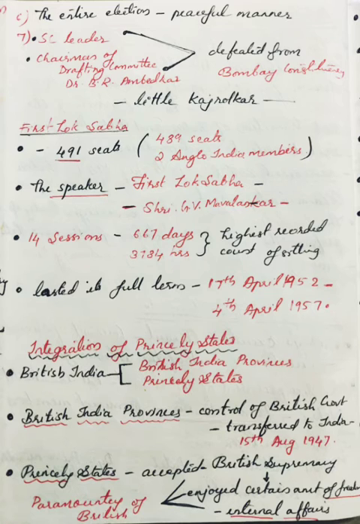Or I'll tell you in simple meaning, in India, the princely states accepted the supremacy of the British Raj. But what happened? The East India Company granted a certain amount of freedom in conducting their internal matters. So this is called paramountcy or suzerainty.